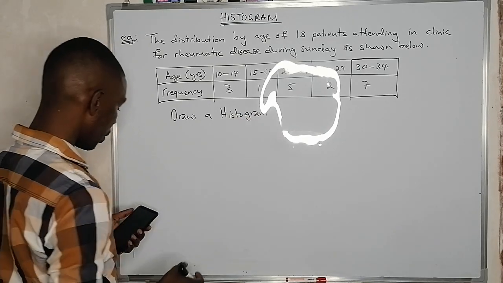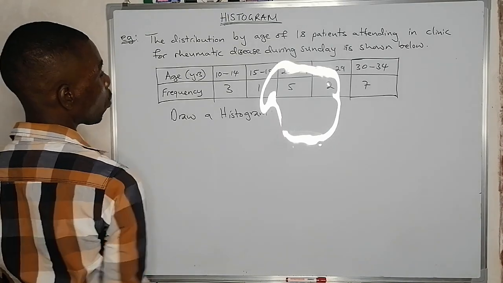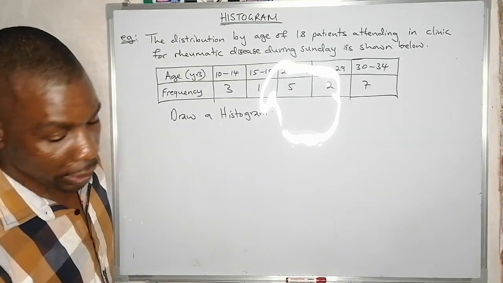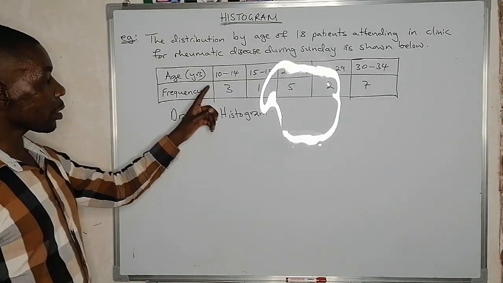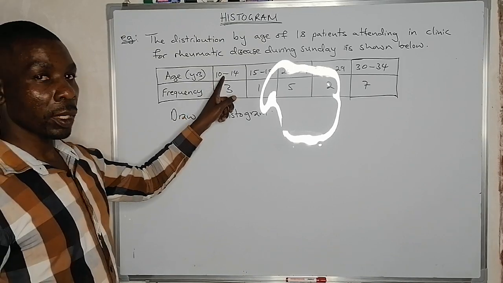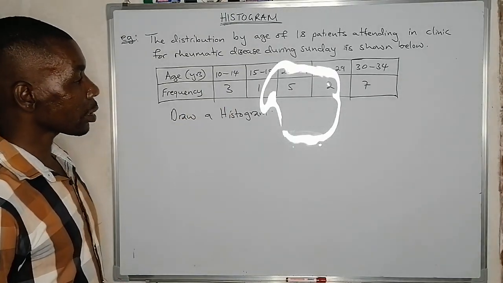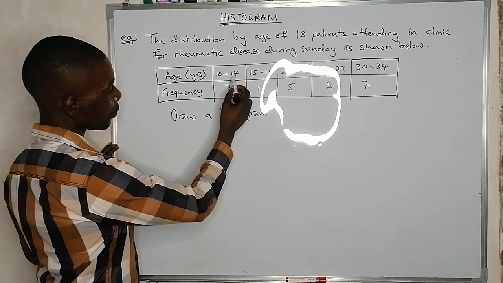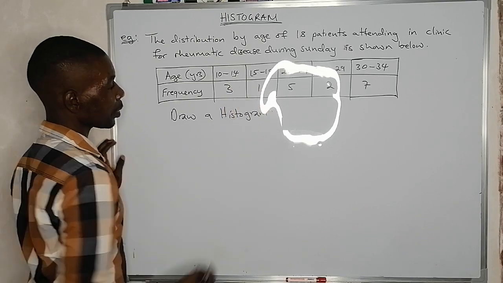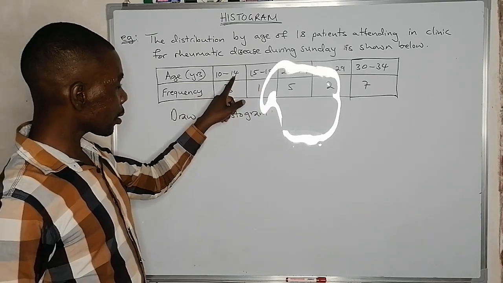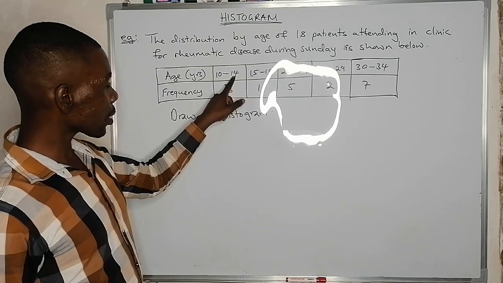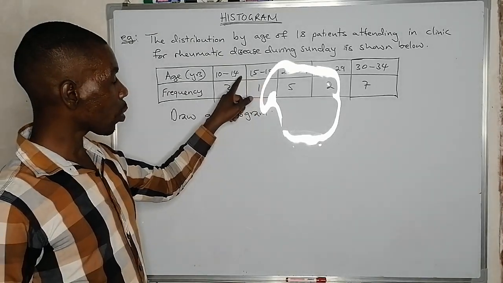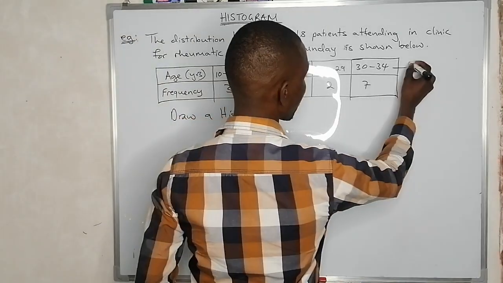Draw a histogram. When you are given this type of question, the first thing you are supposed to do is see whether these classes are real classes or apparent classes. What do we mean by real classes and apparent classes? The highest class limit for a class must be equal to the lower class limit for the next class. If they are not equal, these classes are called apparent classes.